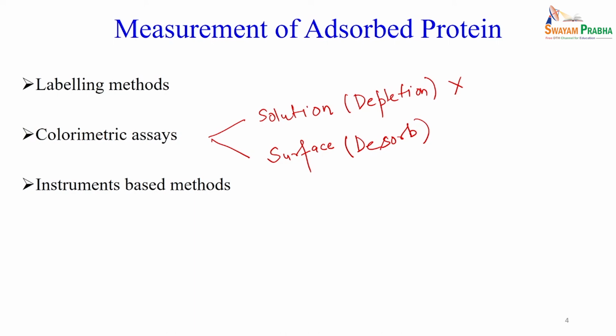And third method is we have various high end equipment which can directly measure or characterize the various properties of the surface, and whenever there is an adsorption there will be a change in the surface property. So, these instruments relate the change in the surface property with the adsorbed mass.